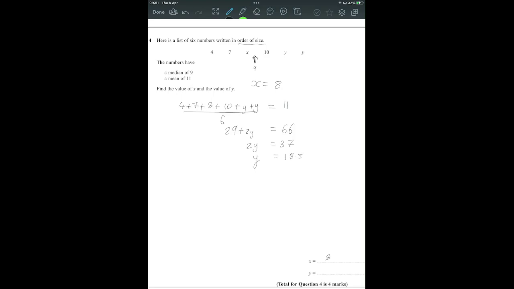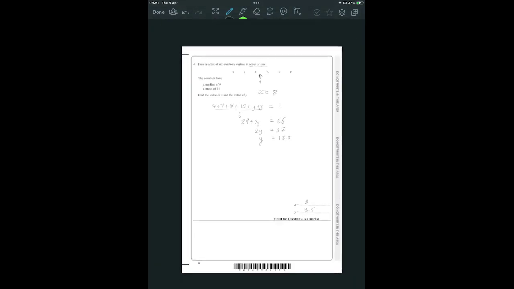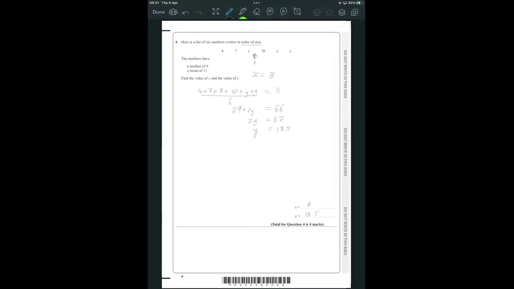So x is 8, y is 18.5. No reason why y can't be a decimal, why it can't be a whole number. That did feel a bit odd, but nothing wrong with that.